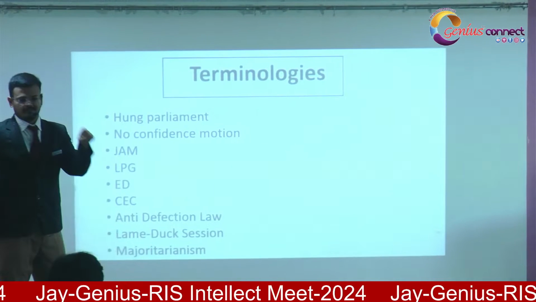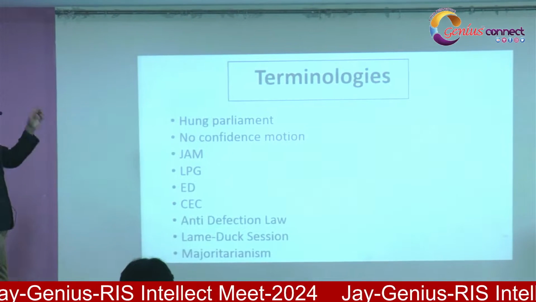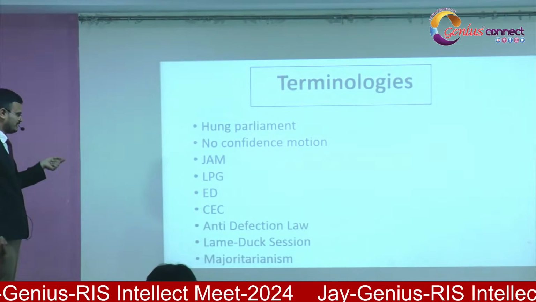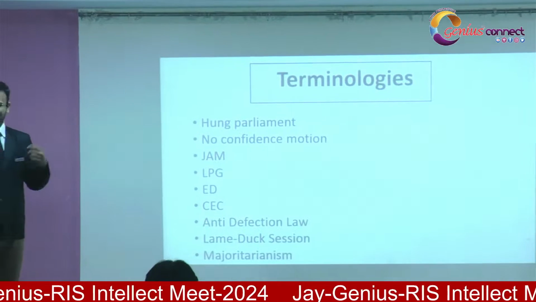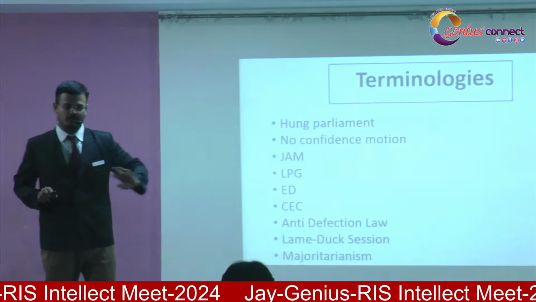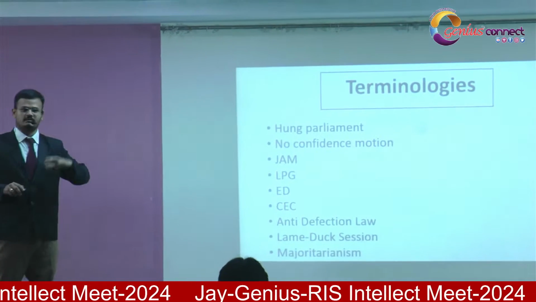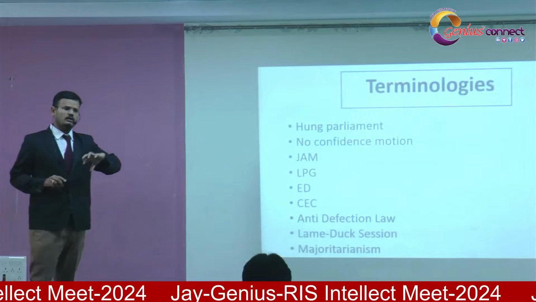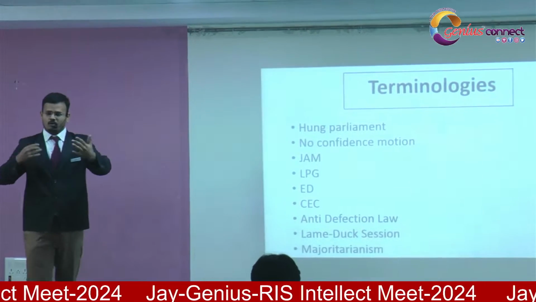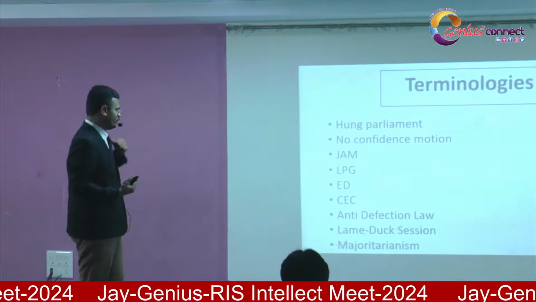In the rubrics, the fourth point is related to terminologies, so I have used different terminologies in my presentation. What is a hung parliament? As I explained, a hung parliament is when no party has a clear majority. A no confidence motion is passed in the Lok Sabha when the ruling party no longer has trust, and at that time the no confidence motion is going to pass.